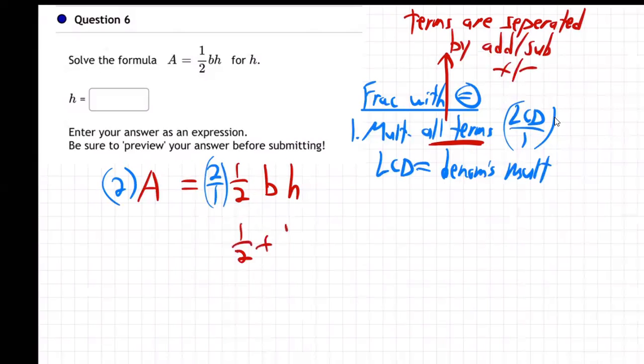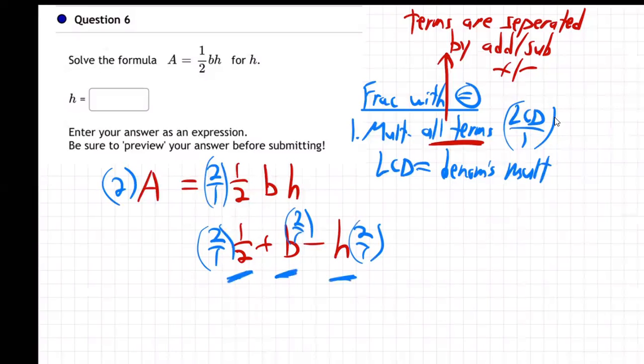Meaning, if you had a half plus B minus H or whatever, then they'd all have to get a 2 over 1, 2 over 1, 2 over 1. In that case, you would have 3 separate terms, and they would all have to get a 2 over 1. But if they're right next to each other, which means they're times really, they're all just one term. They're not separated. Is that making sense? That's going to be an important thing as we go forward in this class, is to understand that terms, this is a super important definition. Terms are things separated by adding and subtracting.